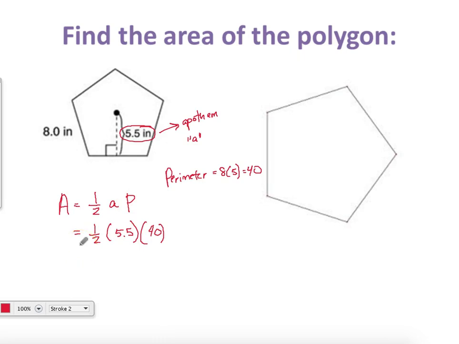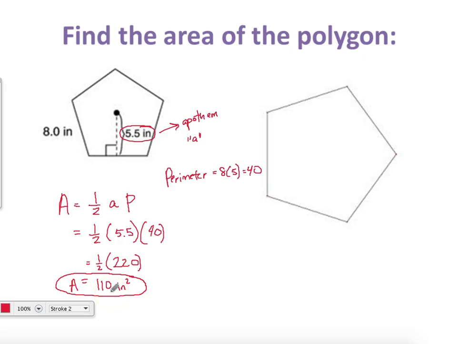So I'm going to multiply 5.5 times 40 first. 5.5 times 40, I get 220. Then I can take that value and divide it in half. And when I do that, I get 110. Again, we're finding the area, so our units must be squared. So area is 110 inches squared.